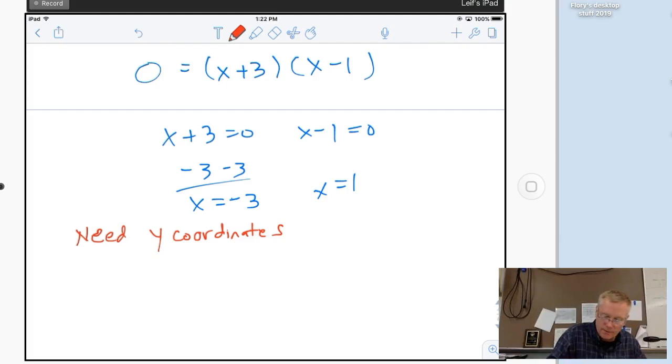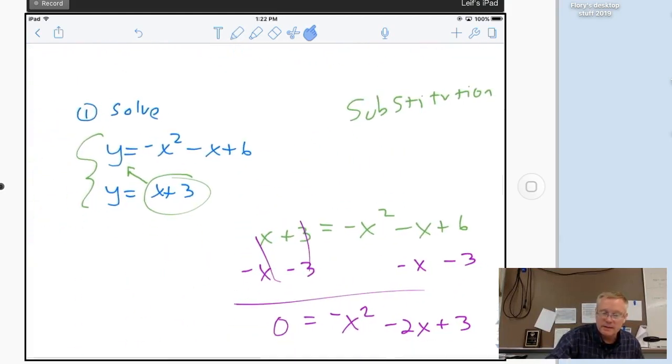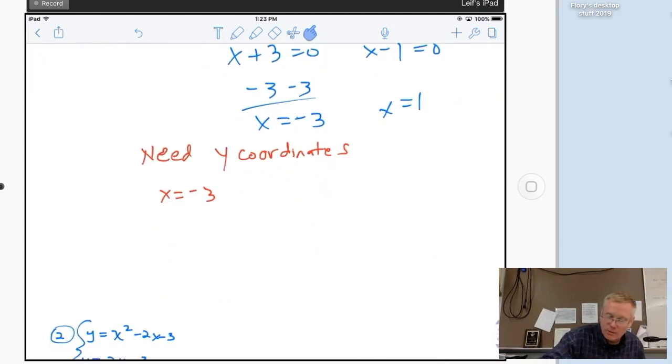So I've got the x equals negative 3. Which means I'm going to take one of the original equations, okay? Take the easier one. The easier one is always the linear one. y equals x plus 3. And then plug in the negative 3 there.